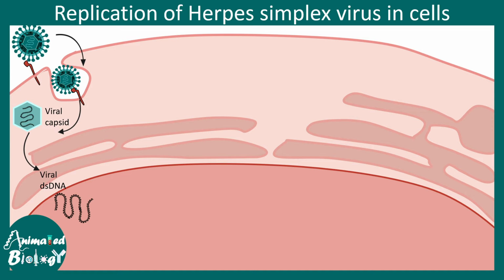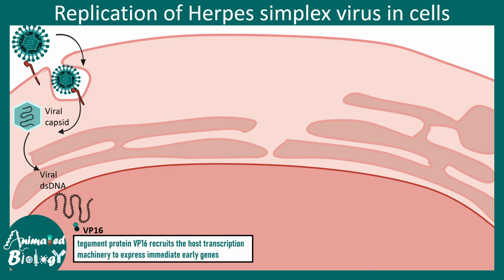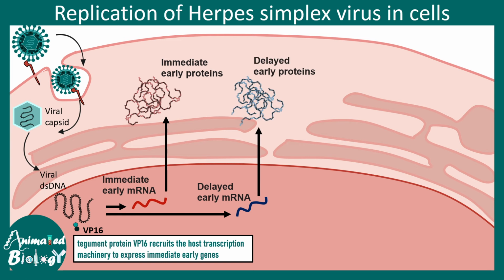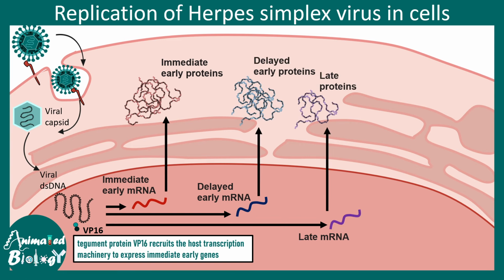This particular viral DNA can give rise to several proteins. There is a particular viral protein known as VP16 that recruits host transcriptional machinery to express immediate early genes. So immediate early mRNA is produced, and that ultimately leads to the production of immediate early proteins. Eventually, delayed early mRNA and delayed early proteins are produced. And lastly, the late proteins, which generally are the structural proteins of the virus, are produced.